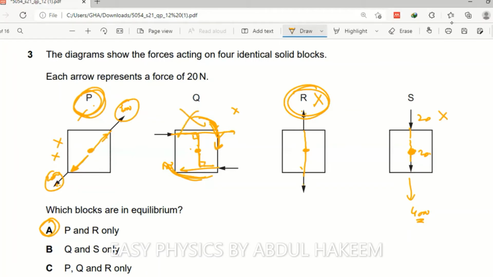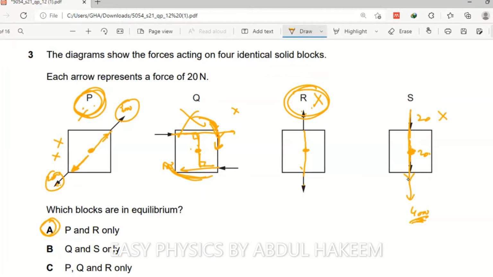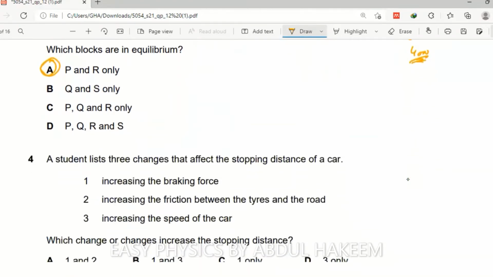And look, these two forces are opposite. Resultant force 0, resultant torque 0 because the forces are passing through the pivot. So this is equilibrium. Here, there's no torque, but both forces are acting in the same direction. So the resultant force is their addition, so not an equilibrium. So P and R are the two cases in which the resultant force is 0 and the resultant torque is 0. That's why P and R are in the state of equilibrium.